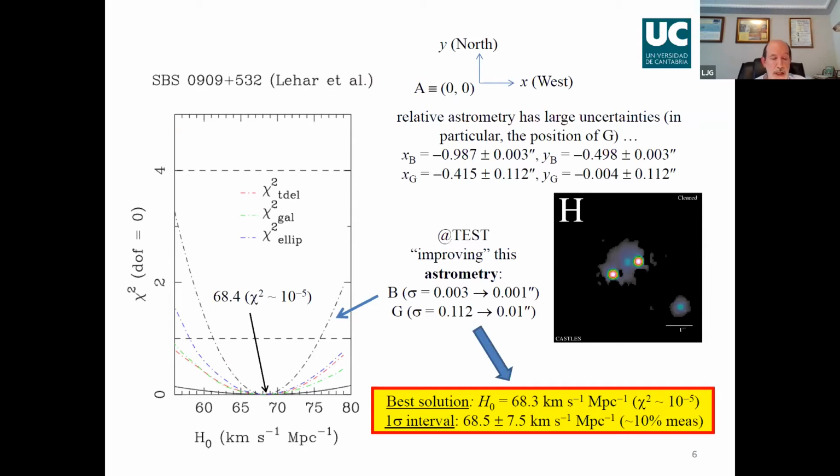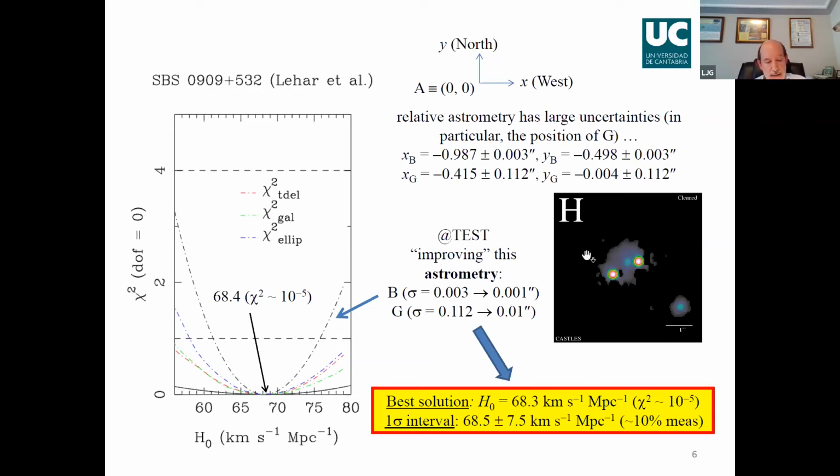Unfortunately, the HST relative astrometry of LIHA, the positions of B and G with respect to A at the original coordinates, is not as good as would be desirable. The errors in the position of B and G are relatively large, and this produces a broad valley in the chi-square curve. So the constraint on H0 is very weak. Values below 55 and values above 80 are allowed.